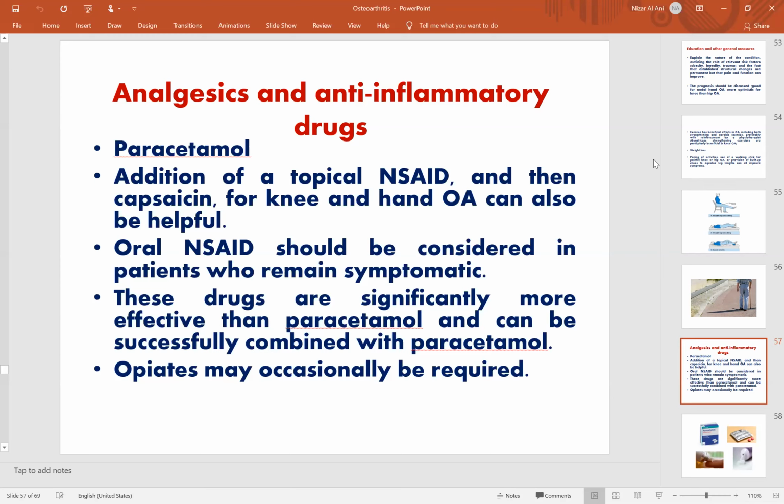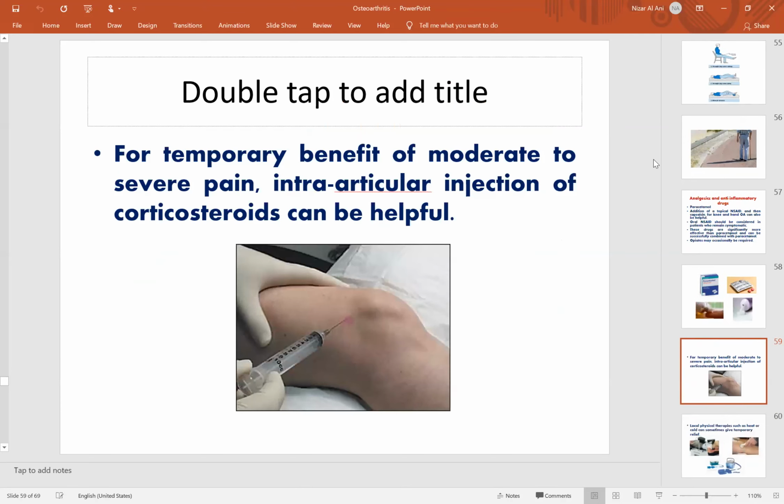As we know, these drugs have many side effects, mainly gastrointestinal, in addition to cardiac and renal side effects. These drugs are significantly more effective than paracetamol and can be successfully combined with it. Opiates may occasionally be required in severe cases. For temporary benefit of moderate to severe pain, intra-articular injection of corticosteroids can be helpful, especially in patients with signs of inflammation like effusion of the joint.